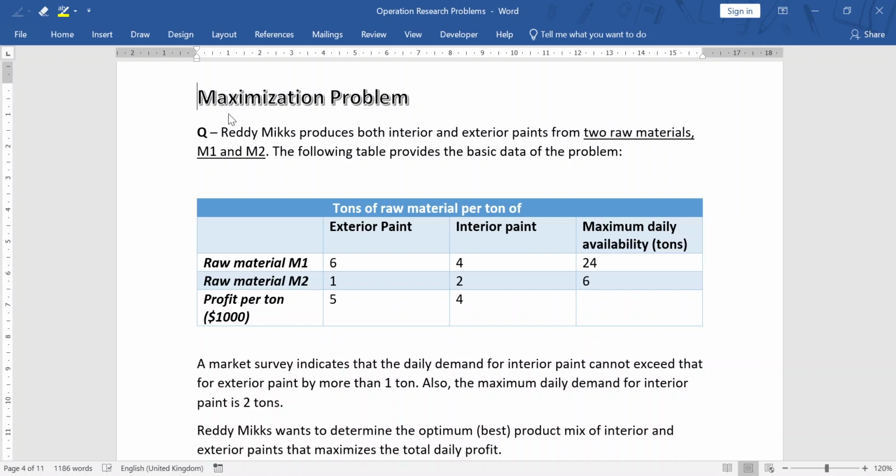Okay, now, in the first question given here, it says that Reddy Mikks produces both interior and exterior paints from two raw materials, M1 and M2. So these are the two raw materials. The following table provides the basic data of the problem. Okay, so we are given data from which we are going to understand what the problem looks like.